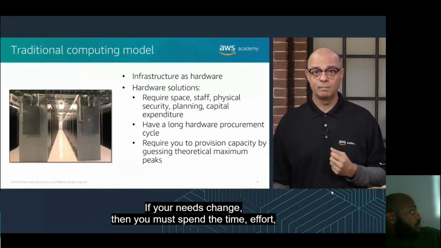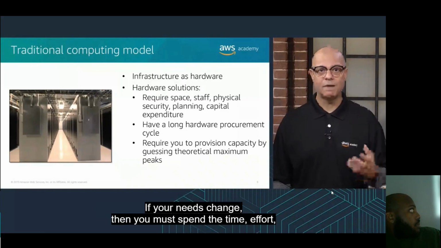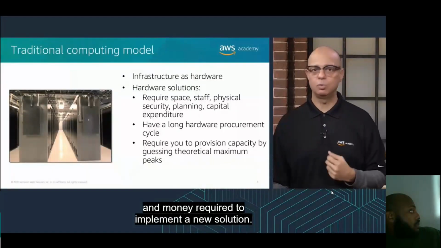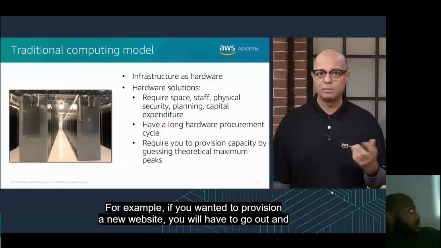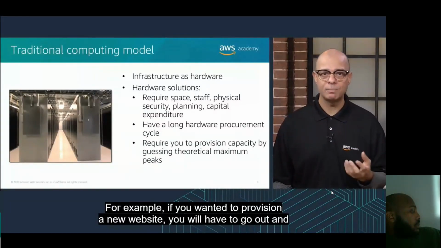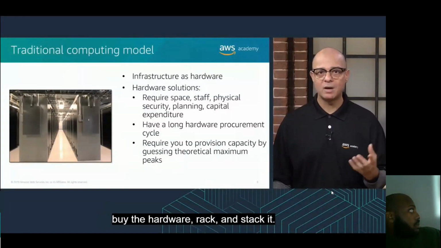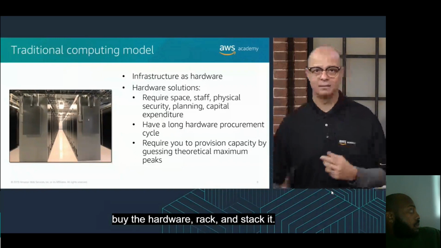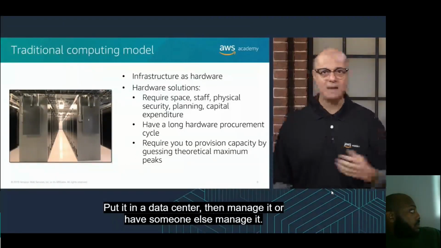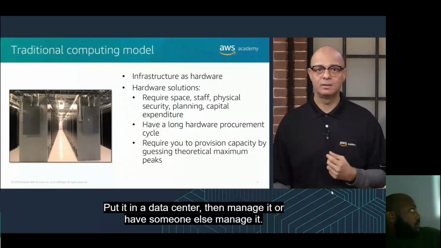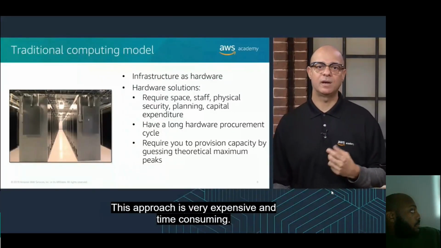If your needs change, then you must spend the time, effort, and money required to implement a new solution. For example, if you wanted to provision a new website, you will have to go out and buy the hardware, rack and stack it, put it in a data center, then manage it, or have someone else manage it. This approach is very expensive and time-consuming.